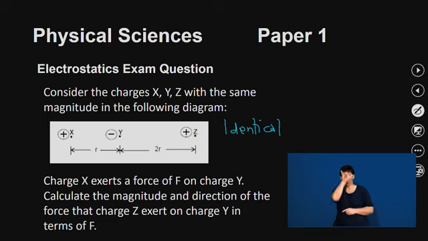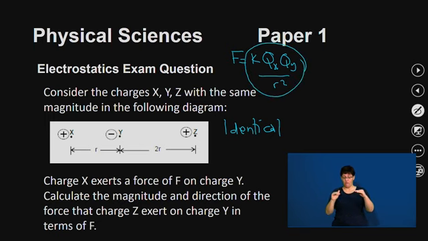Now, let's look at the issue of the forces as an example. It says charge X exerts a force F on charge Y. Now, if you look at X and Y, they are at a distance R. So we have recognized that the concept involved in this question is actually Coulomb's law, which says F is equal to K QX QY over R squared. This is what is on the right-hand side, which represents F. All right? Now, calculate the magnitude and direction of the force that Z exerts on Y.